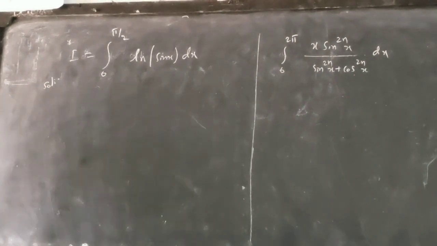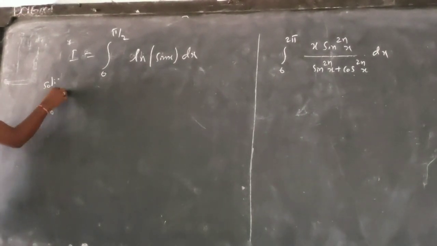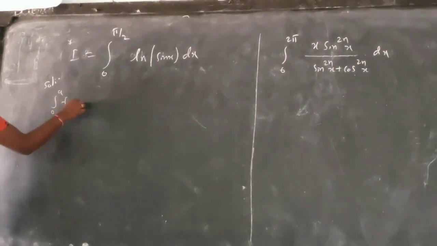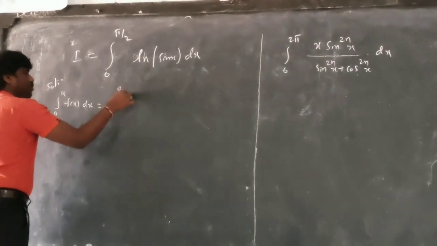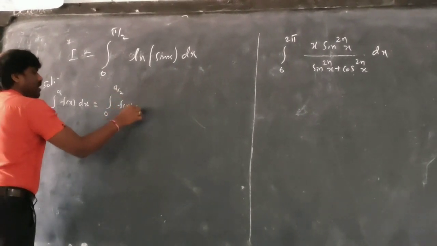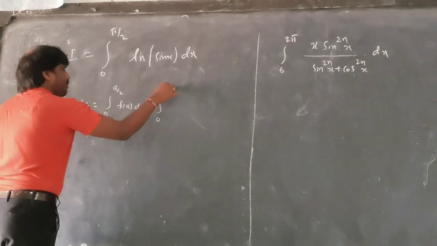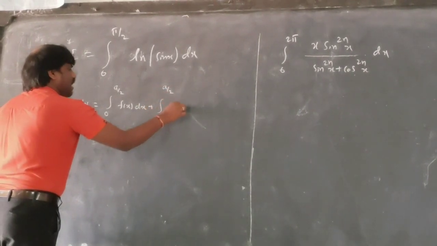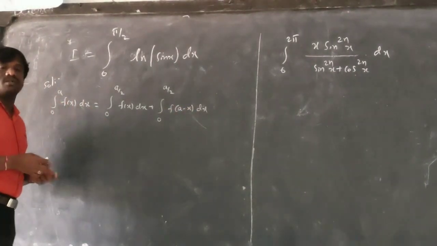So let us see what I am going to do here. You have the integration from 0 to a of f(x) dx. This is equal to integration from 0 to a by 2 of f(x) dx plus integration from 0 to a by 2 of f(a minus x) dx. This is the king rule.